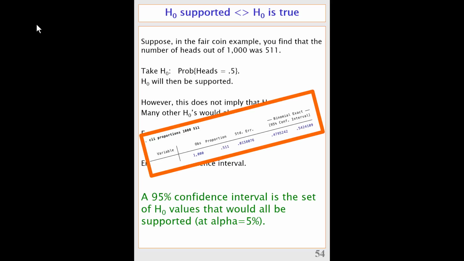By the way, in Stata you could get this immediately as well, through confidence interval immediate proportions, 1,000 flips, 511 are heads, and then you get the exact confidence interval ranging from 48% to 54%. So here, that means all the values that you can think of that lie in that interval between 48% and 54%, if you would start with that as an H0, these would be supported as well.